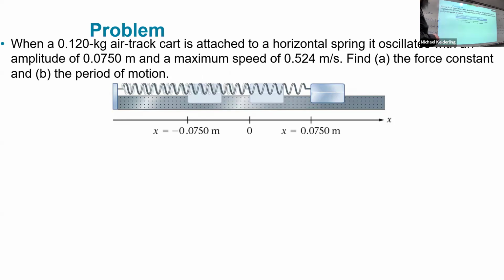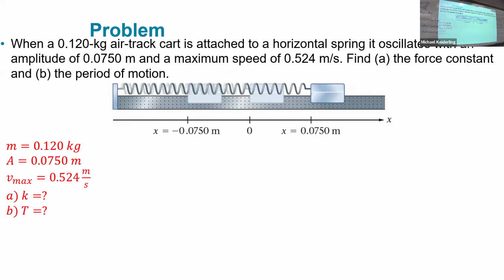What do we know here? We know mass, it's 0.12 kilograms. We know the amplitude, it's 0.075 meters. We know the maximum speed, it's 0.524 meters per second. And we want to find the force constant and the period of motion. We want to find K and period T.